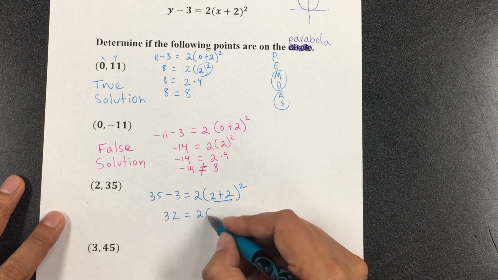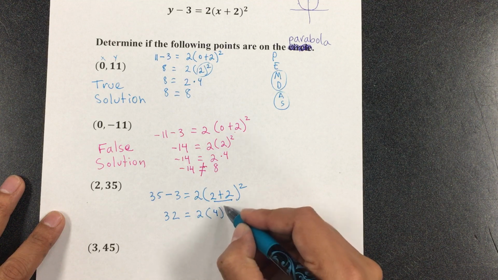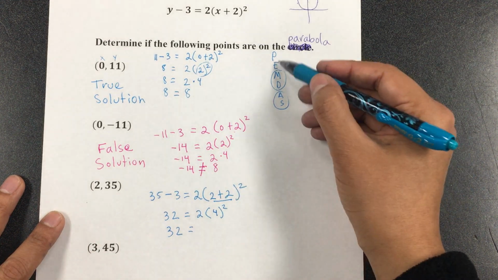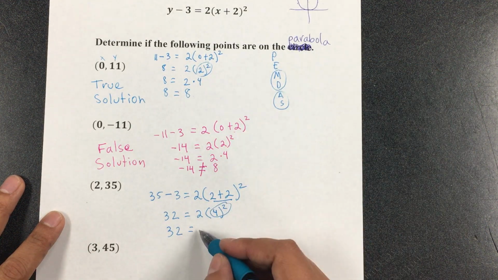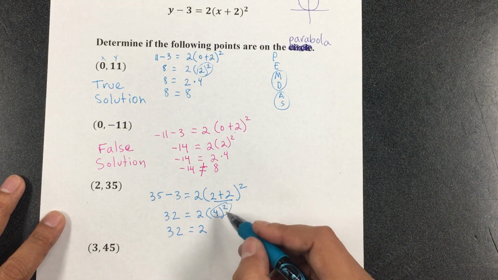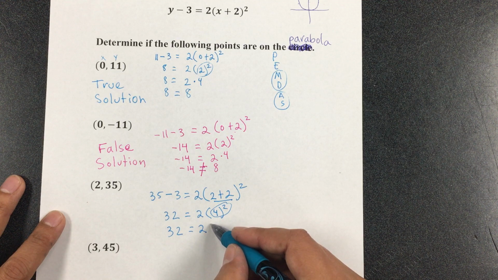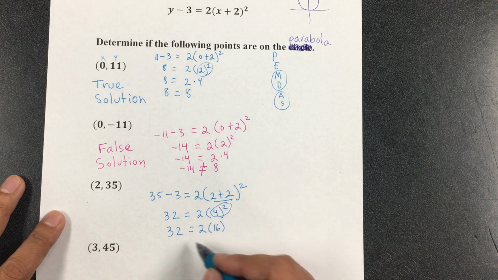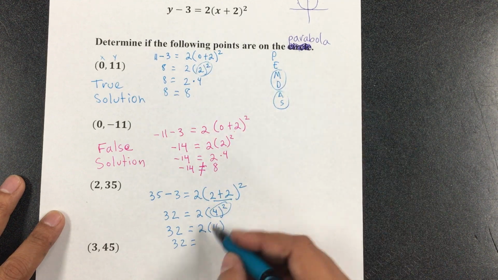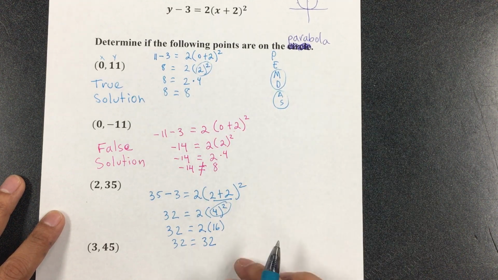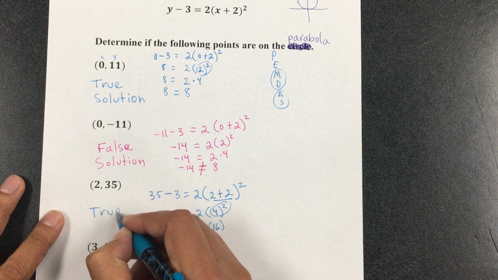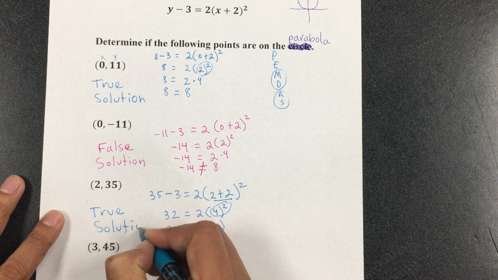Parentheses first, so it's going to be 2 plus 2 is 4 square. Then after the parentheses we do exponents, so first we just bring down the 2, and then 4 square means 4 times 4, which is 16. Finally we multiply, so 2 times 16 is 32. Yes, they are equal, so we're going to say that this is a true solution.